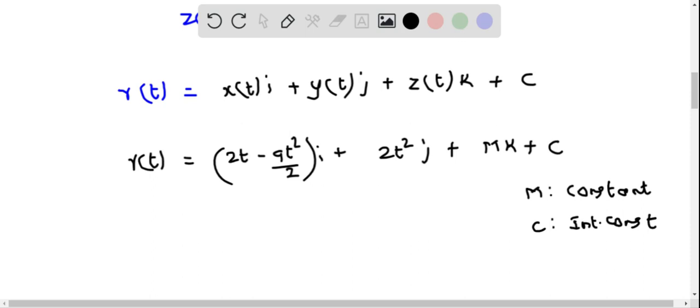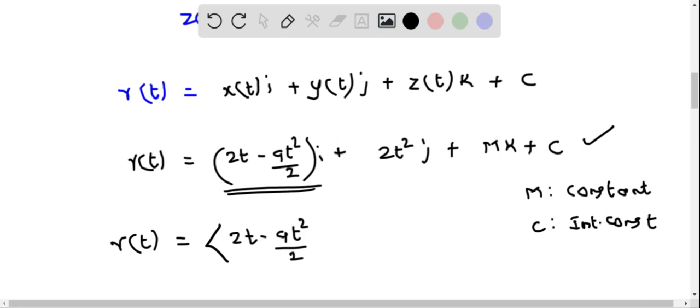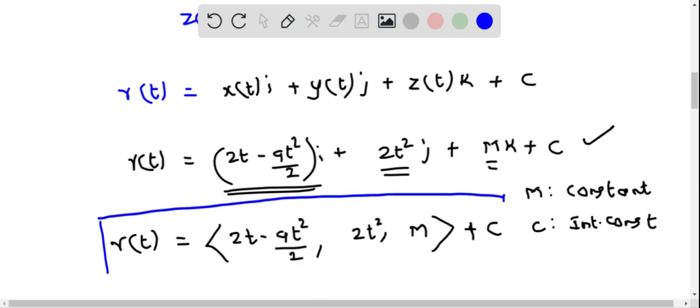So this is the expression for r of t, which we will now write out in component form. That is r of t equals, the first component is the x of t, so 2t minus 9t squared divided by 2, we put this bracket, comma, the next component is the y of t component, so this is 2t squared. And the next component is the k component, that is m, where it is noted that m is constant and c is the integrating constant, plus we put this integrating constant c. So this is the expression in component form for r of t without using the initial condition.